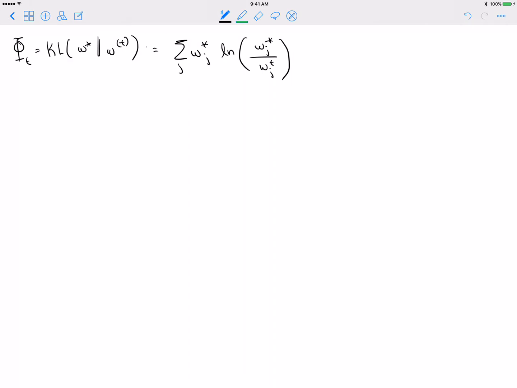All right, so then what I want to show is that we make progress at every iteration. I want to show that phi t minus phi t plus 1 is at least something or other. So that'll show me that I make progress at every iteration. Okay, so let me just use the definition of KL divergence here to write these two quantities down. Put some parentheses there.